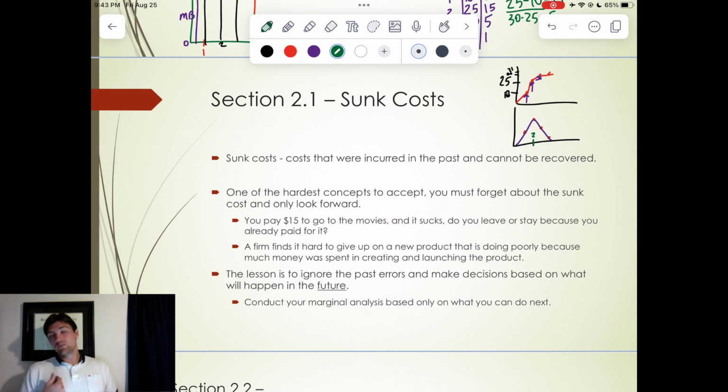But I really shouldn't be thinking that way, because am I going to get my money back? No. Am I going to get my time back? No. So sunk costs are one of the hardest concepts to accept, right? You have to forget about the sunk cost and only look forward. So if I'm sitting there in the movies and I'm like, this sucks, I really need to go, but I don't want to waste my money, I don't want to leave, I cannot think that way.